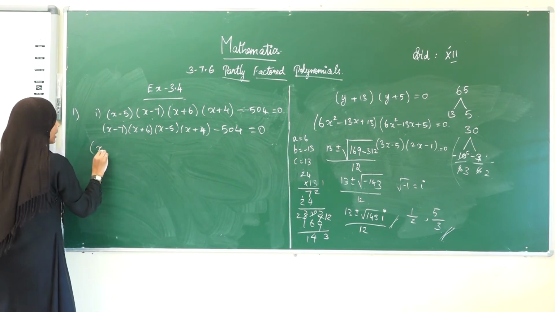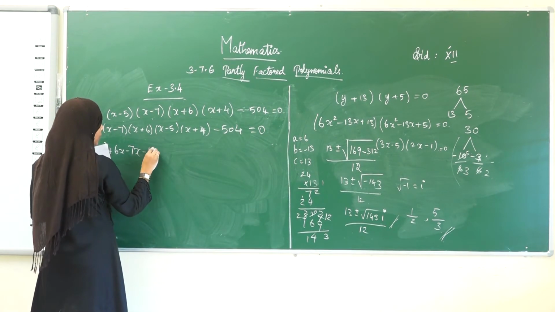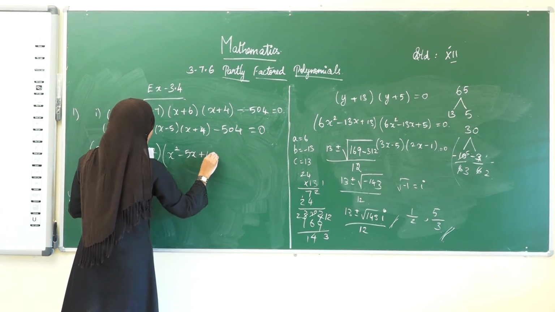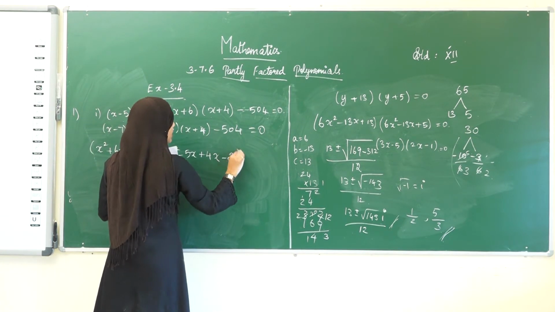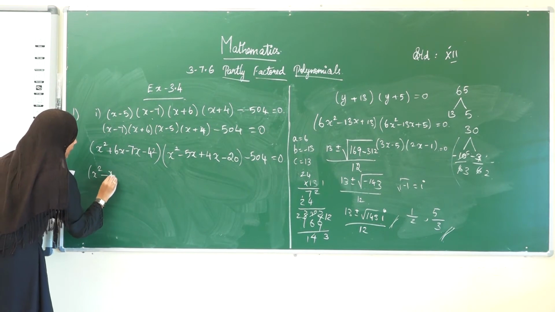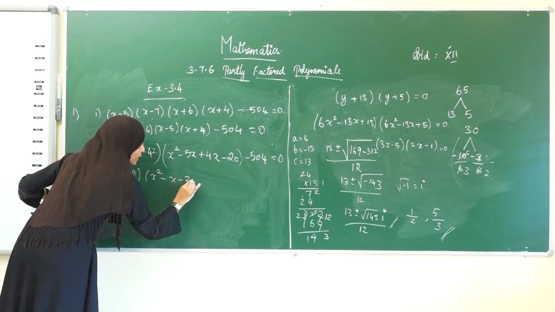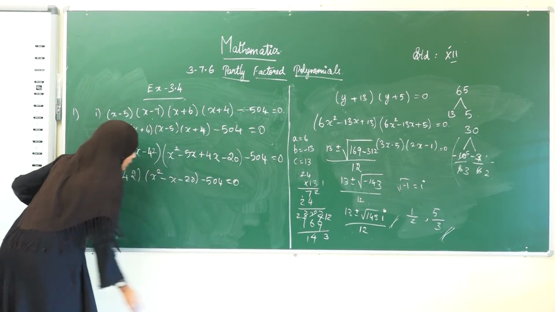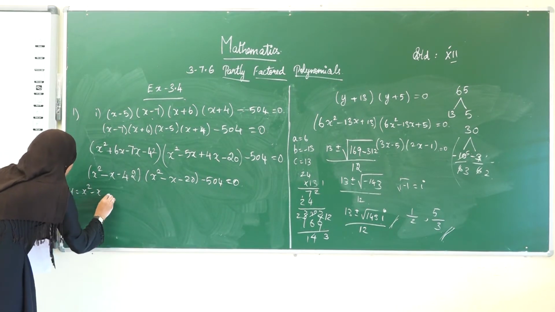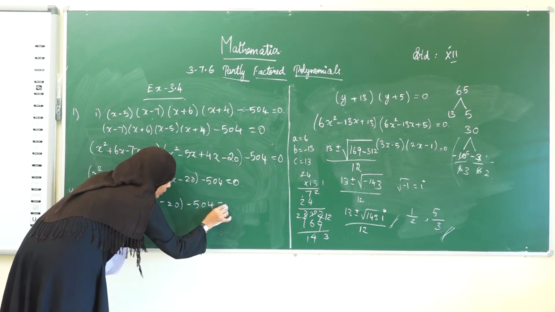So let us multiply: x square plus 6x minus 7x, minus into plus is minus, 6 7s are 42, and then this term, x square minus 5x plus 4x, minus into plus is minus, 5 4s are 20, minus 504 equal to 0. Let us solve this. x square minus x, that is minus 1x, can be written as x square minus x minus 42, into x square minus x minus 20, minus 504 equal to 0. So now we are going to substitute y for x square minus x in these two quadratic expressions. What will we get? (y minus 42)(y minus 20) minus 504 equal to 0.